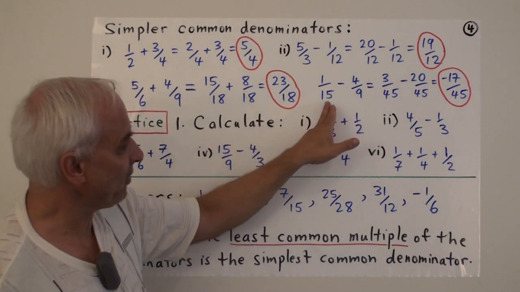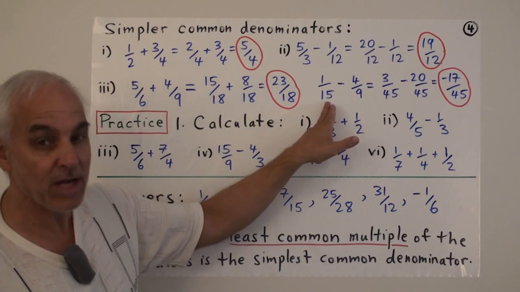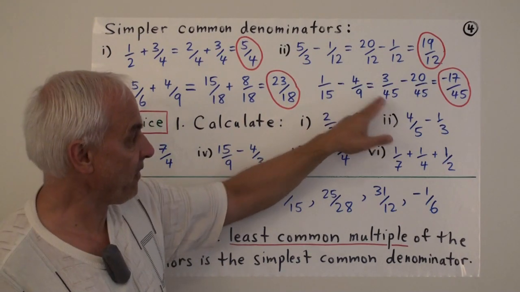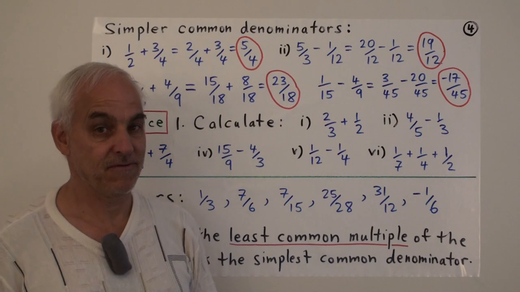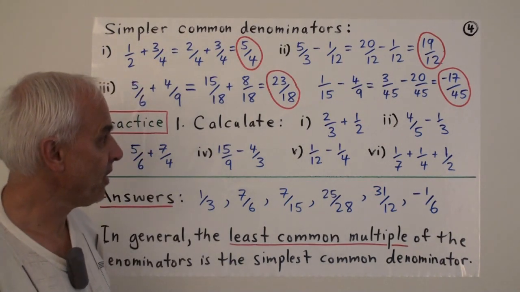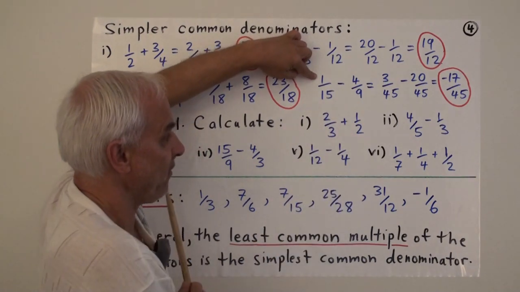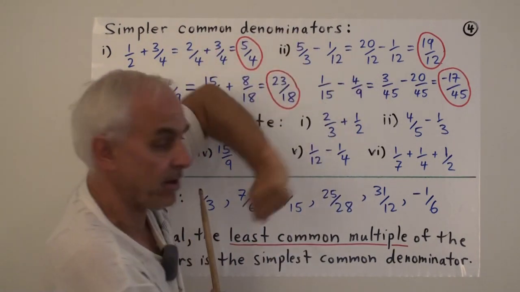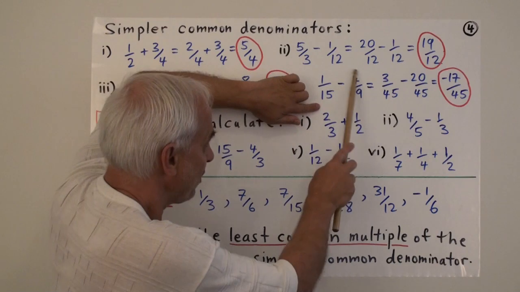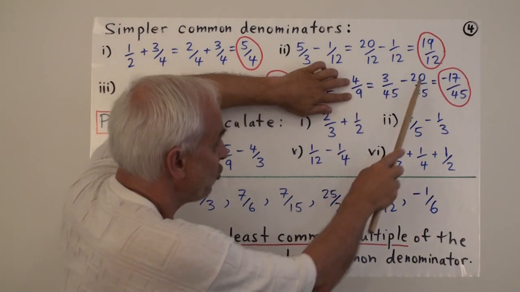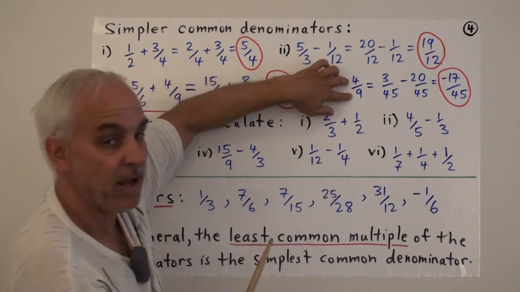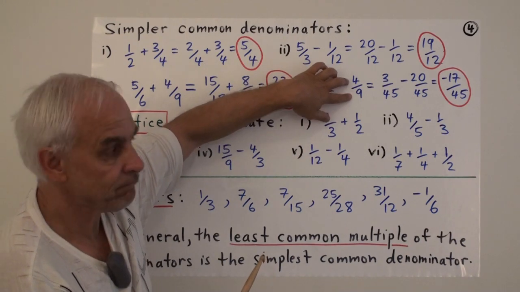45 is a multiple of 15. In fact, it's 3 times 15. And 45 is also a multiple of 9. It's 5 times 9. So we can convert 1 over 15 to 3 over 45 by multiplying top and bottom by 3. And we can convert 4 over 9 to 20 over 45 by multiplying top and bottom by 5.